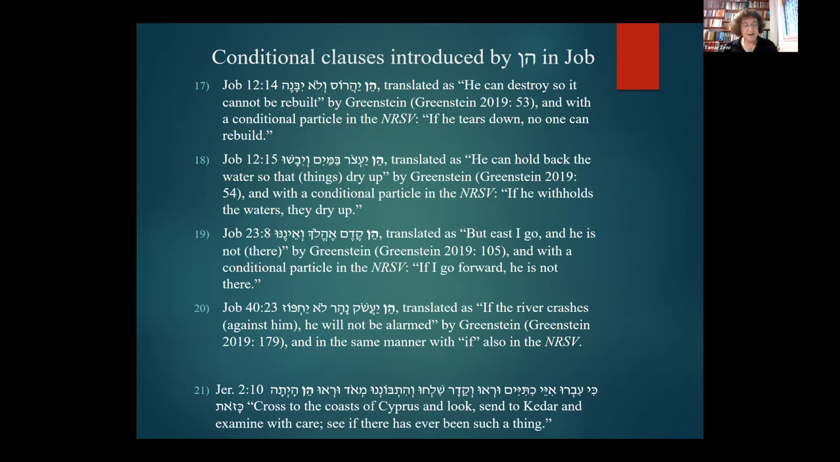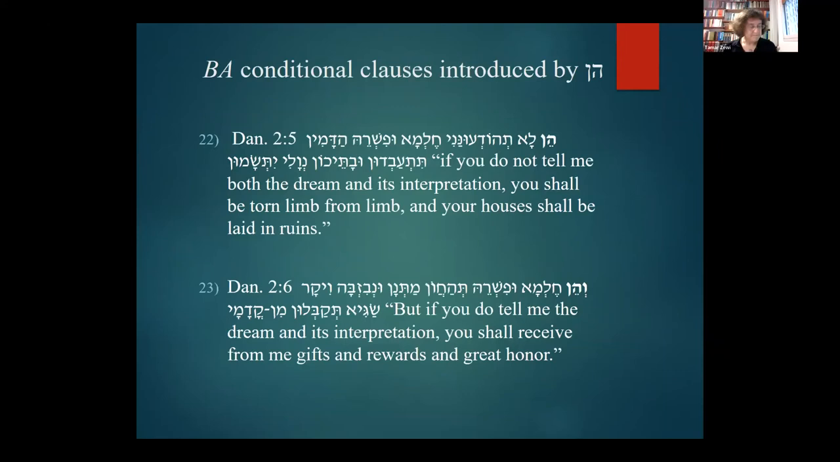One such example is 22, Daniel 2:5, הן לא תהודעונני חלמא ופשרה, הדמין תתעבדון ובתיכון נולי ישתוון. If you do not tell me both the dream and its interpretation, you shall be torn limb from limb, and your houses shall be laid in ruins.